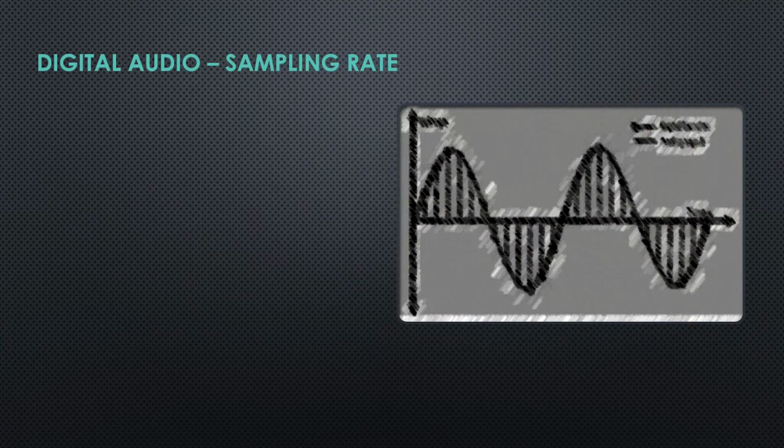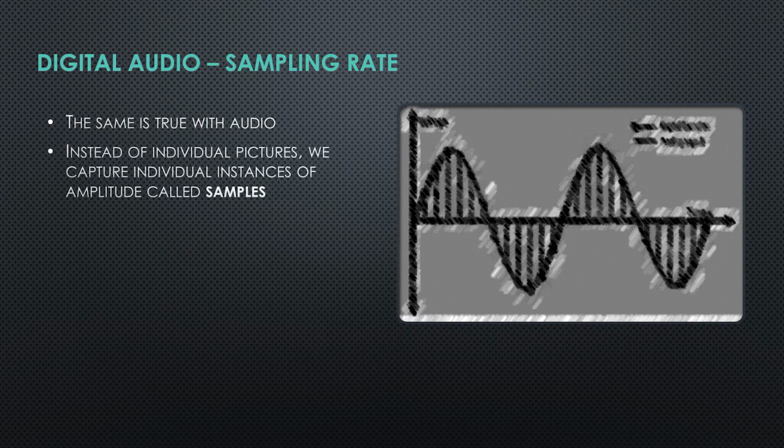So then in the world of digital audio, the sample rate is very similar. This whole idea is also true with audio. But instead of individual pictures, we capture individual instances of amplitude and we call them samples. So we're not using a camera to capture light in a little square frame called a picture. Instead, we're using microphones to capture instantaneous moments of amplitude displacement. How much has the air pressure been displaced in that instance, and that is what we call a sample.